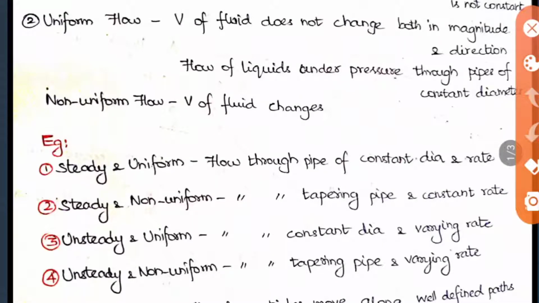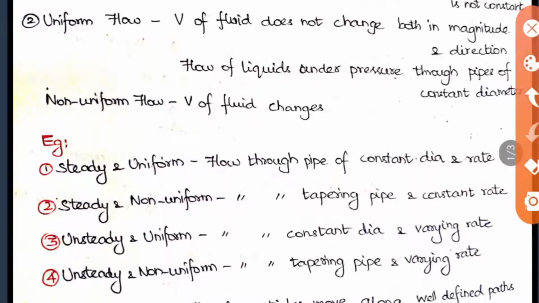So this is important. When it is going through a constant diameter pipe, it will be a uniform flow, but when it is going through a varying section of pipe, that is, up to a length there will be a diameter of 10 centimeter, and after that 5 centimeter, or it may be increasing like enlarging and contraction. So in these cases the flow will not be uniform, and this is called non-uniform flow, where the velocity of the fluid changes. So these examples, these four, are very important because they have asked this several times.